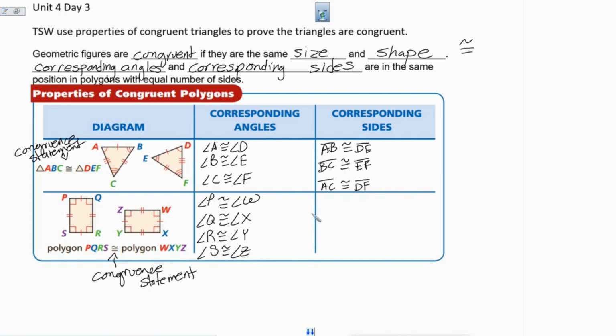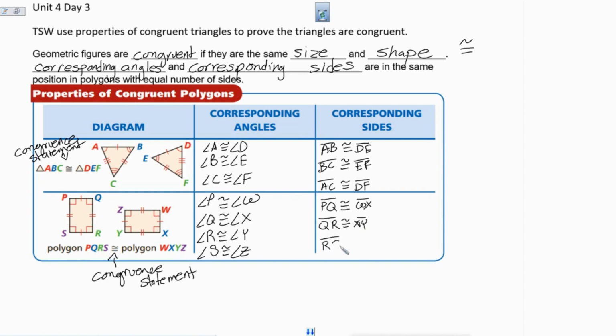Then we need to look at the sides. And sides, remember, have 2 points, the end points. Our first side would be segment PQ. So those were the first two letters of the first figure. Then it would be congruent to segment WX because those are the first two letters in the second figure. Go on to your next side. That means segment QR is congruent to segment XW because those are the second and third letters in our names.